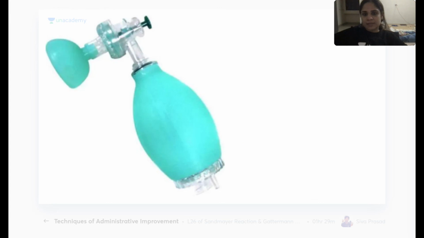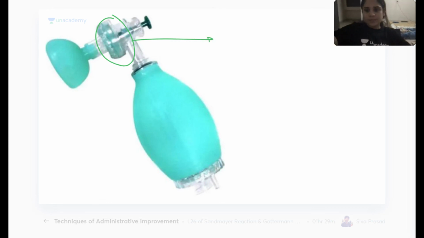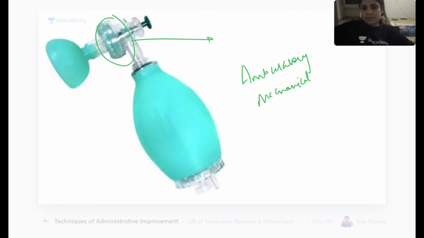Identify this quickly for me and tell me the name of this valve over here. Ambu bag. What is the full form of Ambu? Ambulatory mechanical breathing unit. Correct? Okay. Tell me, what is the name of this valve present over here? There's a fish mouth valve present over here. It is called the Lardell's valve.